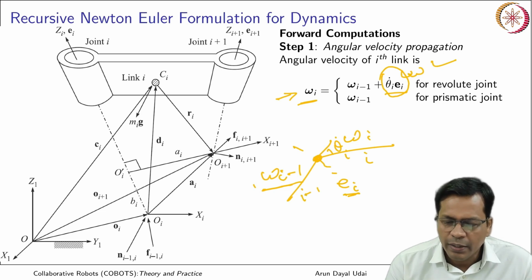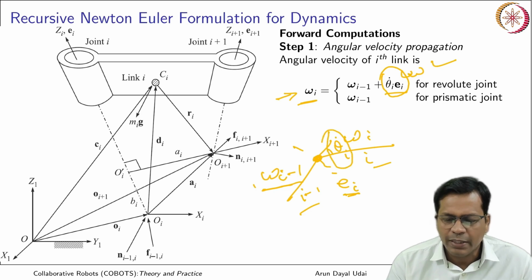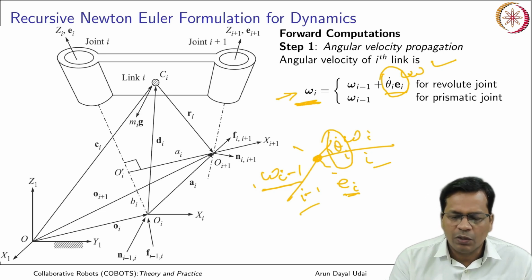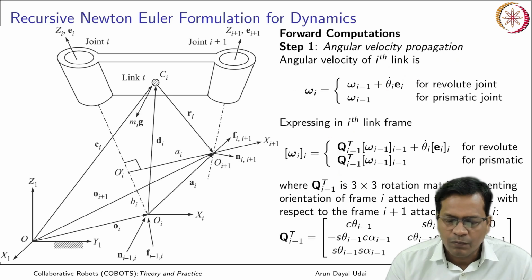In case of a prismatic joint, both the i minus 1 and ith link will have the same angular velocity, because you don't have any theta i dot there. That is not a revolute joint. So whatever is the angular velocity of the prior link will become the angular velocity of this link itself.